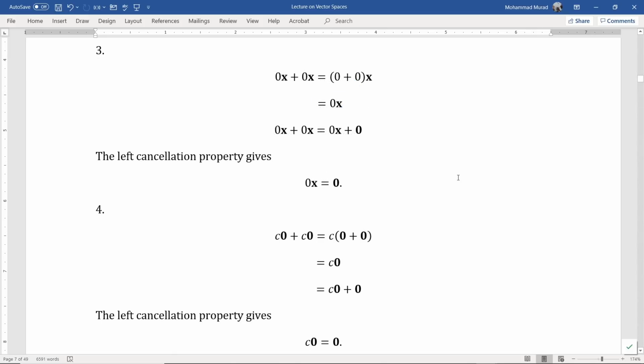In a similar fashion, we can prove properties 3, 4, and the rest mentioned in the theorem. Please try to have a look at the proofs.